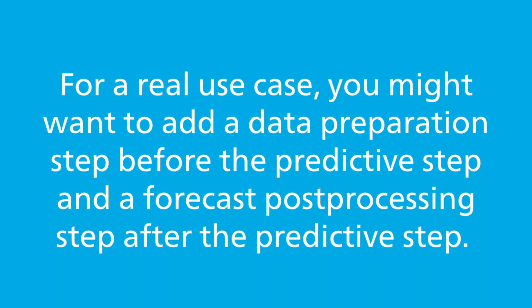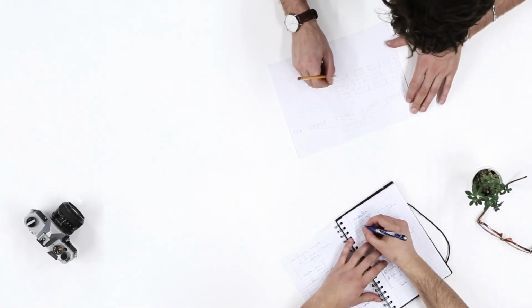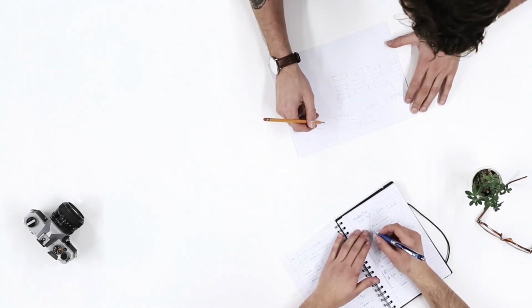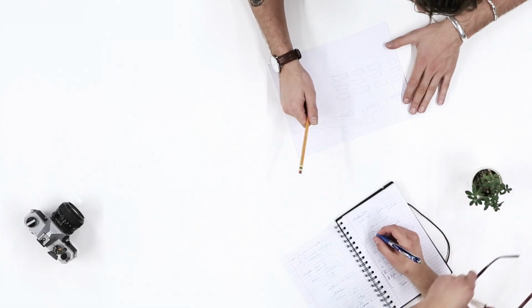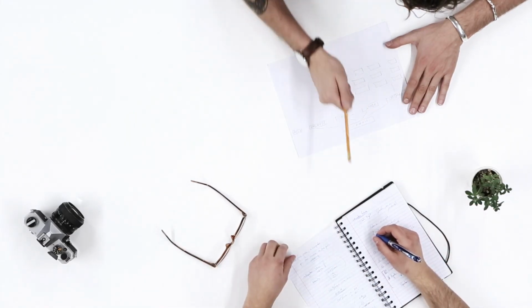This is a simple multi-action. For a real use case, you might want to add a data preparation step before the predictive step and a forecast post-processing step after the predictive step. For instance, you might run a data action before the predictive step to fill future influencers' values and another data action after the predictive step to perform allocation of the predictive forecast to dimensions that weren't selected to define the entities.